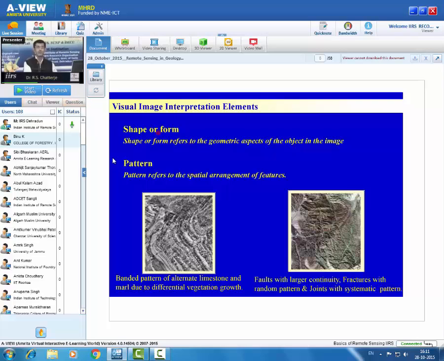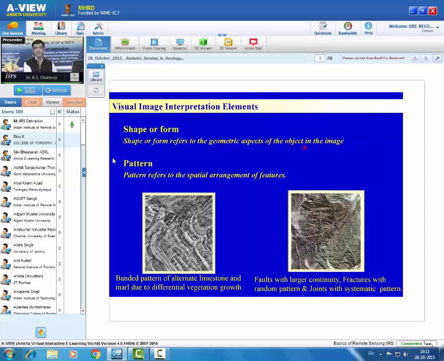Now we can use the shape or form. The shape or form of the object is very important. Like in the case of a geomorphic feature, for example, if you talk about a point bar, it has a particular shape. If you talk about an oxbow lake, it has a particular shape. So the shape or the form of a particular object is very important.